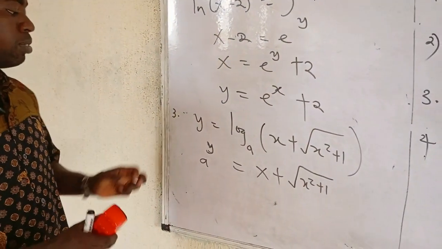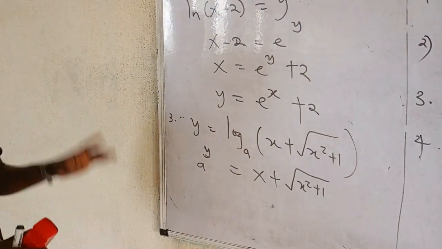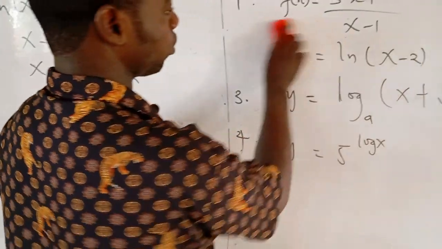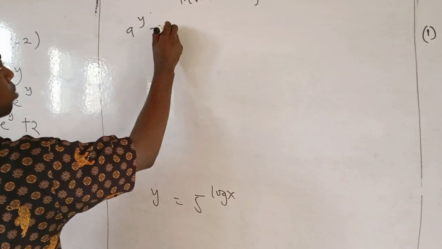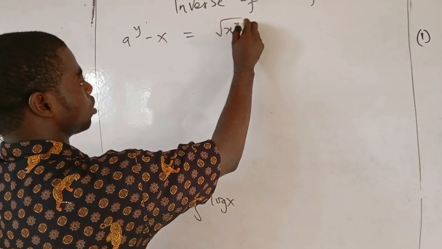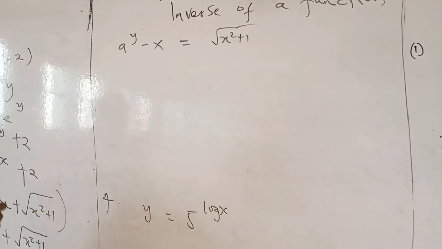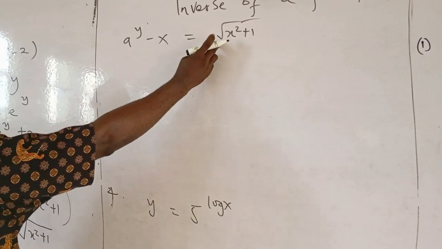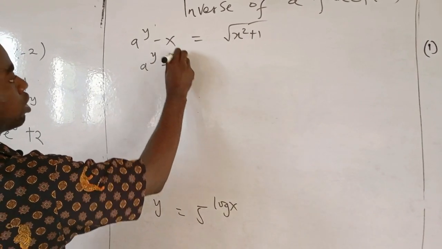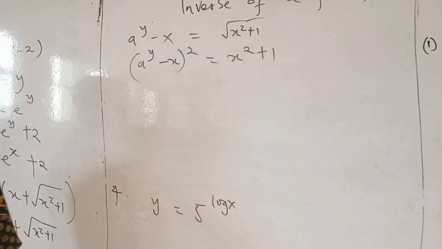Okay. Remember what our objective is? We want to make x the subject of the formula. a raised to the power of y minus x is equal to the square root of x squared plus 1. So at this point, you can take the squares of both sides, so we can eliminate the square root, right? Taking the squares of both sides, we have a raised to the power of y minus x, all squared, is equal to x squared plus 1, right?